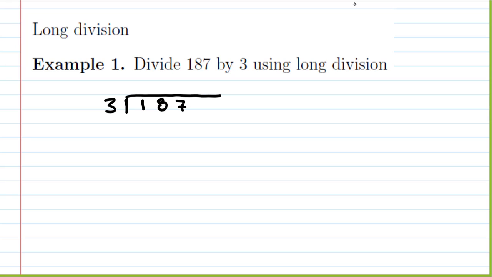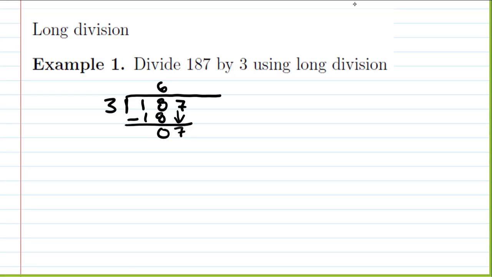And we ask ourselves, well, how many times does 3 go into 1? It doesn't. How many times does 3 go into 18? It goes in 6 times. So 6 times 3 is 18. And then after we do that, we subtract, and 18 minus 18 is 0. Then we bring down the next digit, and we rinse and repeat, right?